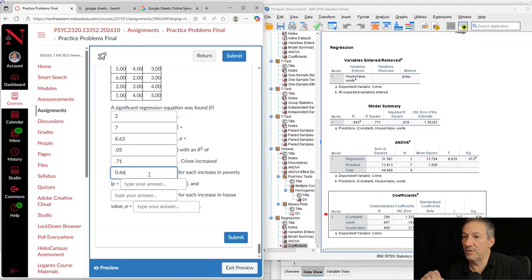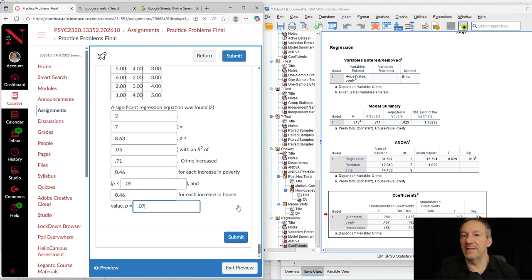0.46 for each increase in poverty. Our p-value for that is less than 0.05. So right there, 0.46, and then this is our, if it's significant or not. And it increased 0.46 for each increase in house value. And in this one, it says P equals, because it's not P less than 0.05. P actually equals on this one 0.07. Sometimes you can report 0.07 as marginally significant, but also there's a little bit more leniency on reporting coefficients that are not significant.